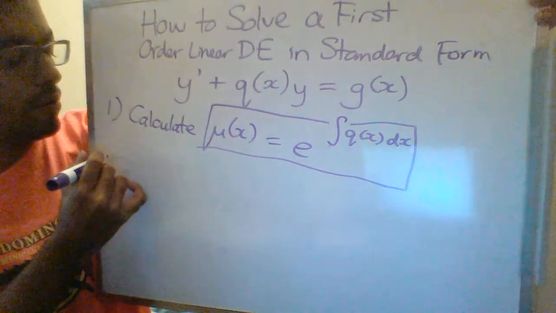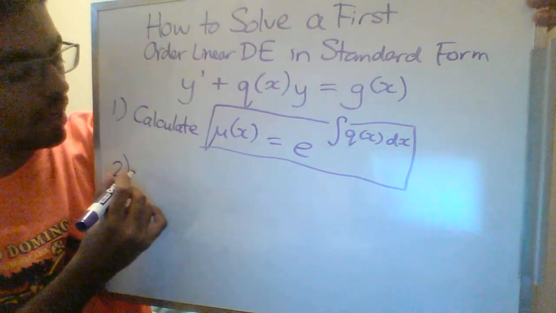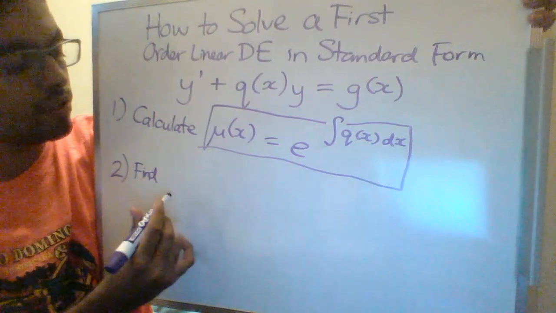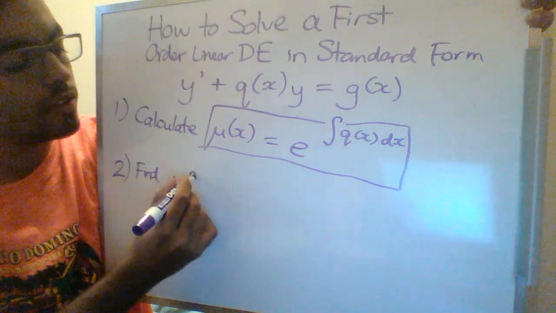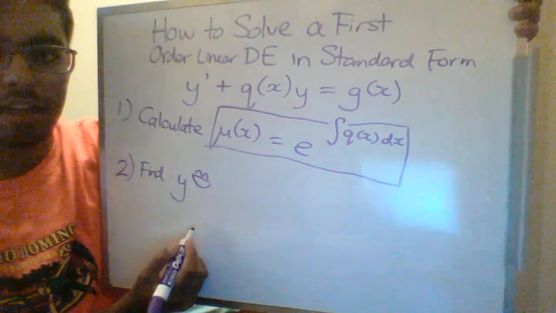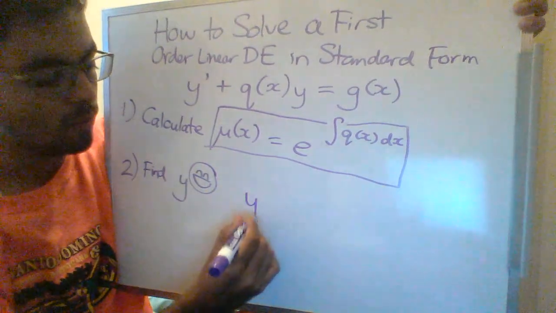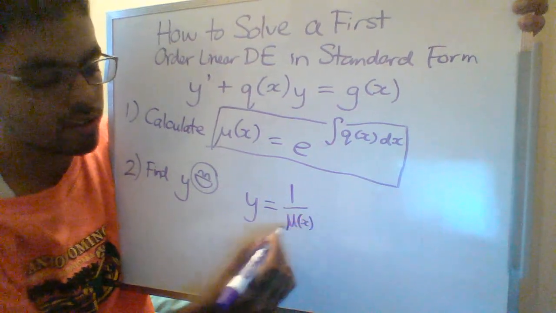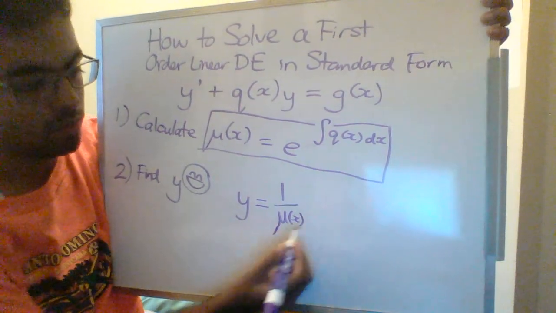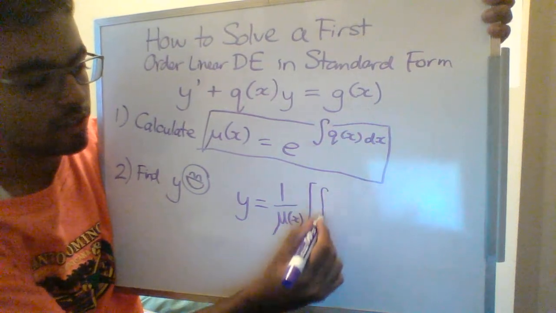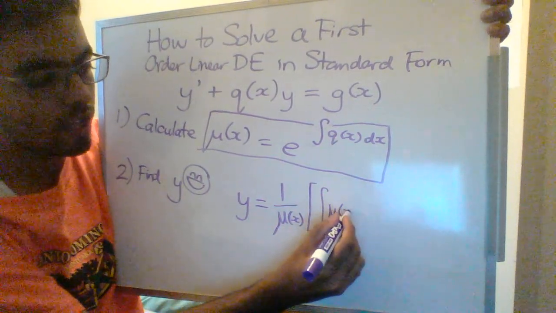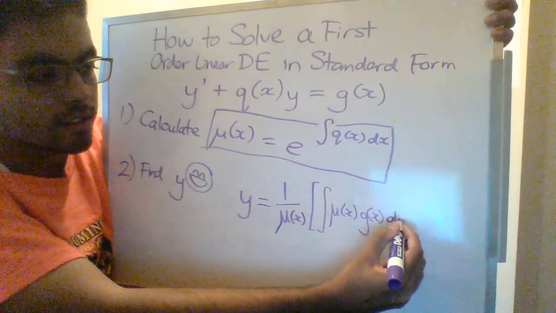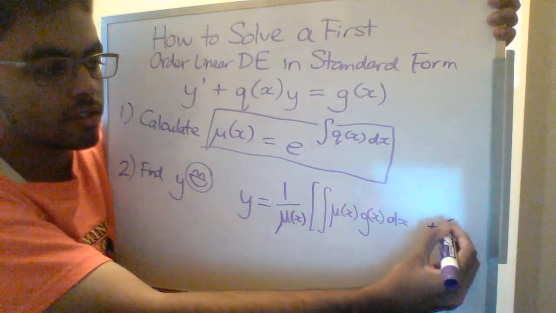All right, once you've found mu, your next step is to just solve for y. Remember, the goal of these DE questions is to solve for y. So we'll do that next. And the way you do it is y is equal to 1 over mu of x times, open bracket, the integral of mu of x g of x dx plus c.